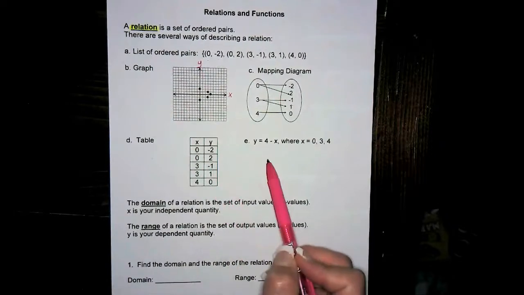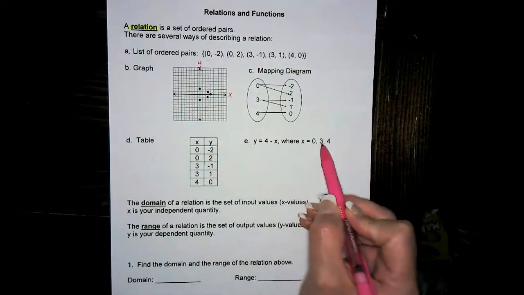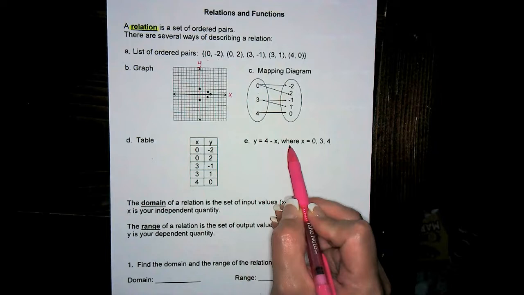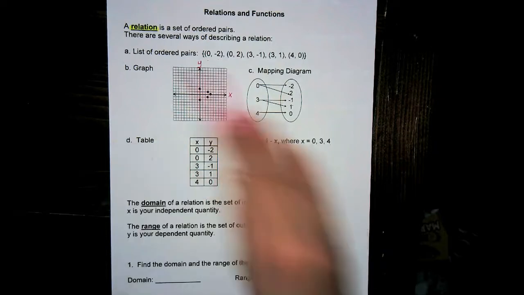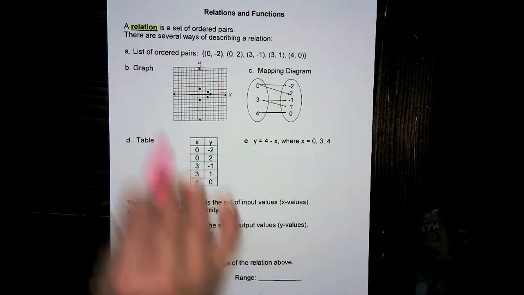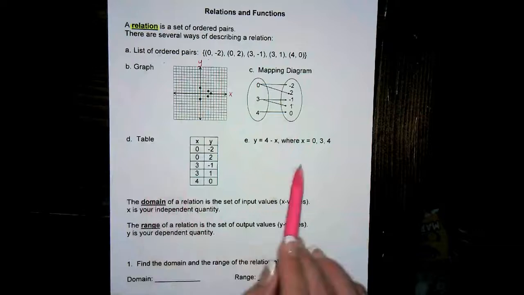And then the last way is to do it with an equation. I could say, okay, if x's are 0, 3, and 4, this is how you would find the y values. So all 5 of these are showing you the same relation. They're all representing them in different ways, whether as an ordered pair, a graph, a mapping, a table, or an equation.